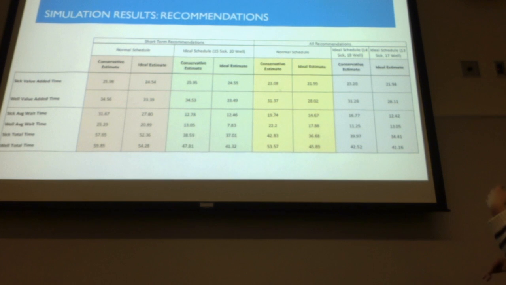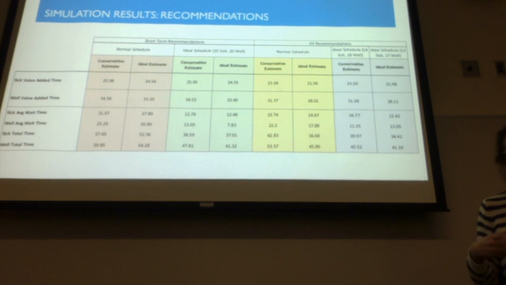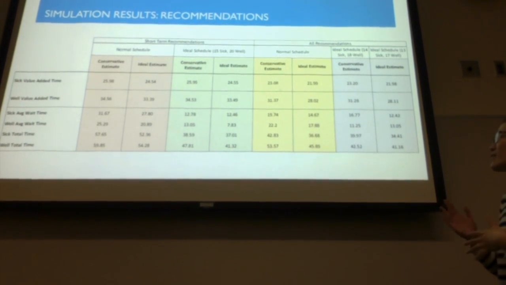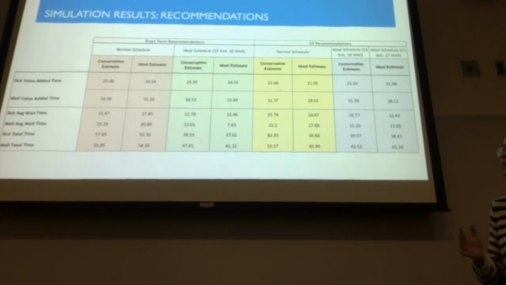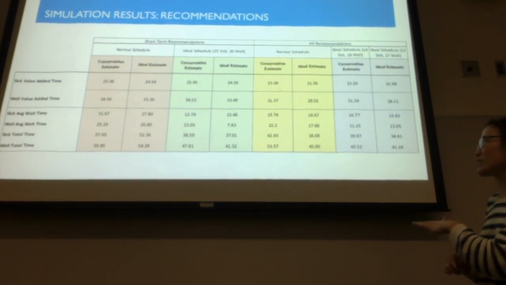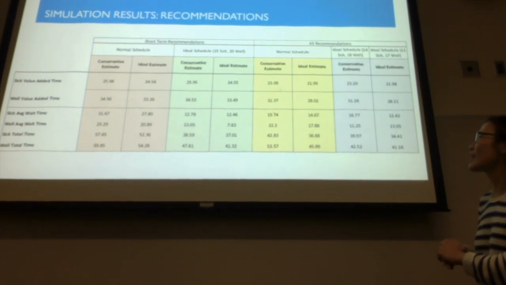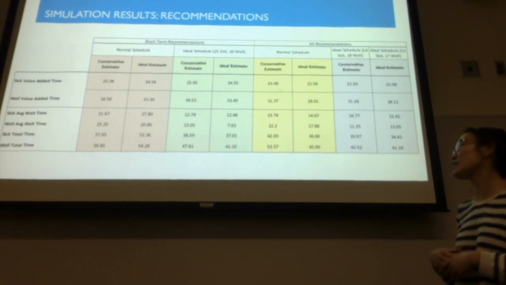We also ran the numbers using the ideal schedule, where the sick is around 15 minutes long and the well is 20 minutes long, because after implementing these short-term recommendations, the recommendation impact isn't that high, so the sick visit for provider activity ends up being around 15 minutes long, and the well is around 20 minutes long as well. As you can tell by inputting those, the sick average wait time decreases a lot, for the conservative and the ideal estimate, down to around 12 minutes. For well average wait time, the conservative estimate decreases to 13 minutes, and for the ideal estimate, it goes down to 7 minutes.